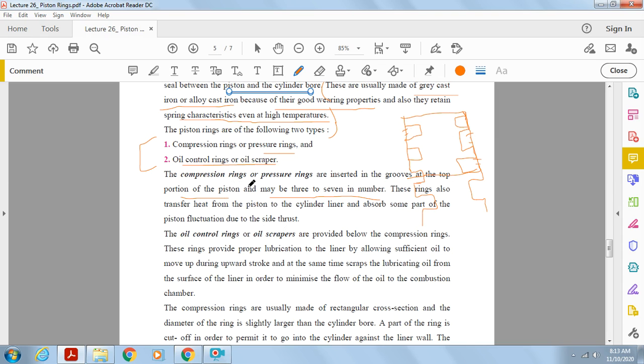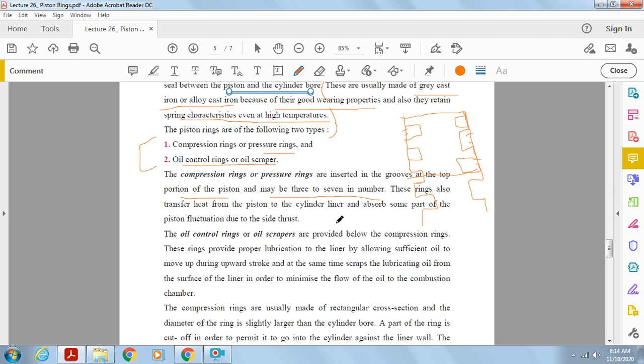The compression rings are from the top. If you see from the top, groove number 1, groove number 2 and groove number 3 are for the pressure rings, and the last groove was provided for the oil control ring. You should refer to that particular lecture where the diagram of the trunk type piston is provided, and notice that diagram.